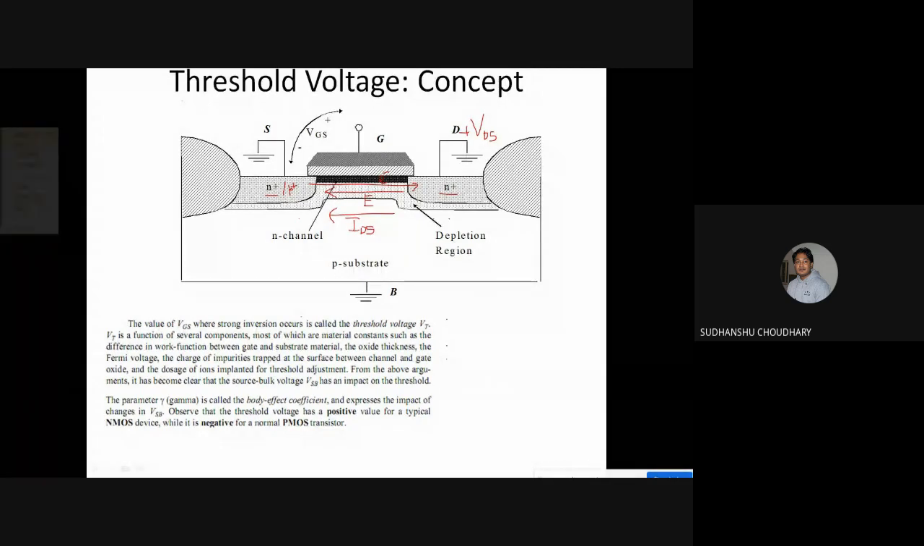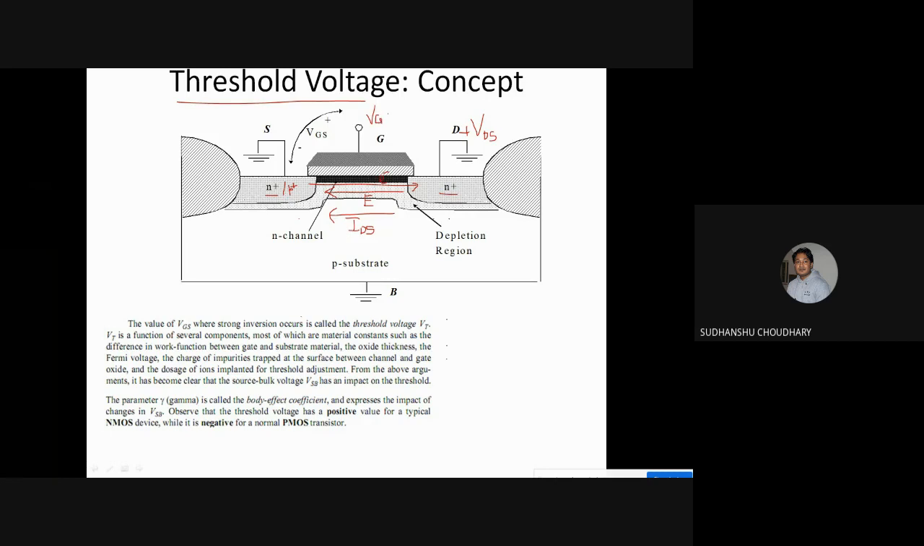Now this threshold voltage is actually the value of VGS. So you apply some positive bias, VGS, between gate and source. S is already connected to 0, so VGS means VG minus VS. And since the source is already connected to ground, whatever positive gate bias you apply appears on the gate itself.